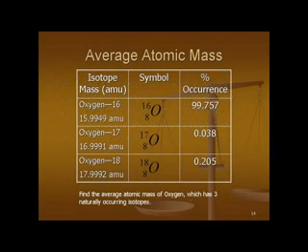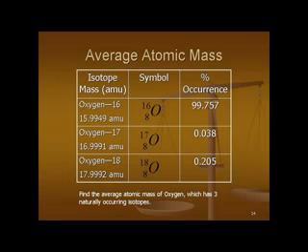We're going to do a problem together where we're going to find the average atomic mass of oxygen using its three naturally occurring isotopes. There's oxygen 16, oxygen 17, and oxygen 18. And we have the mass of the individual isotope in atomic mass units. So for oxygen 16, it's 15.9949 atomic mass units. Oxygen 17 is 16.9991 atomic mass units. And oxygen 18 is 17.9992 atomic mass units. We see the symbol for the three isotopes.